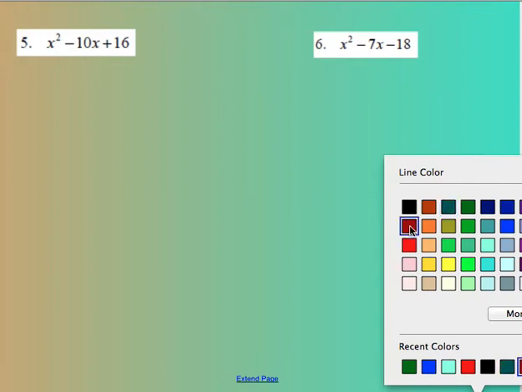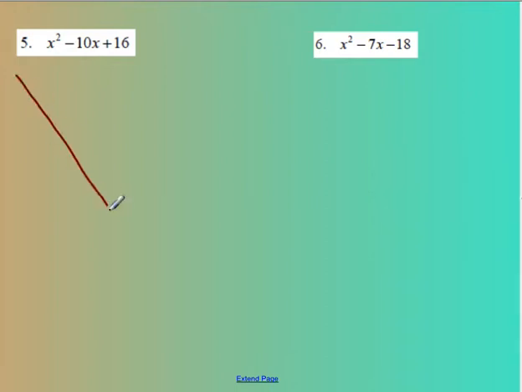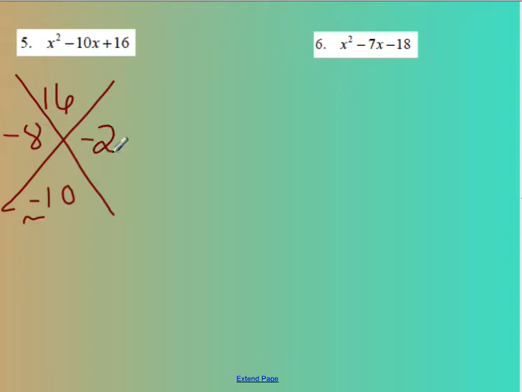For number 5, between x squared, 10x, and 16, we can't take out an x. So we're multiplying to 16 and adding to negative 10. Well, we have a positive product and a negative sum. Whenever you have a positive product, you have to have the same signs for your factors. That's the only way to multiply to a positive. Since our sum is negative, both factors must be negative. What multiplies to 16 and adds to negative 10 is negative 8 and negative 2. So that's what we're going to use to split up 10x. So we get x squared minus 8x minus 2x plus 16.